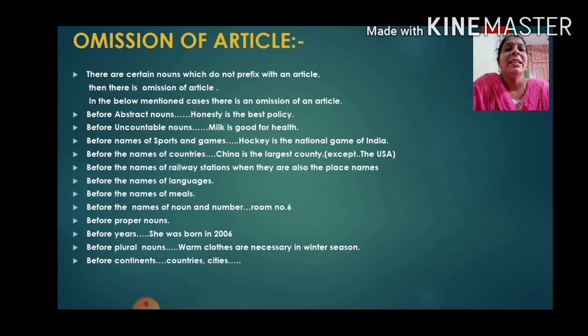So, articles are very, very important for the English language and they form the basis of good communication skills also. We should learn very nicely where to use which article and also learn where to omit articles. I hope all of you have understood the lesson very clearly. Happy learning. Hope you have enjoyed this session.